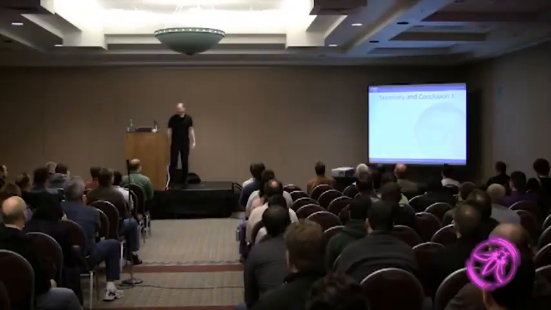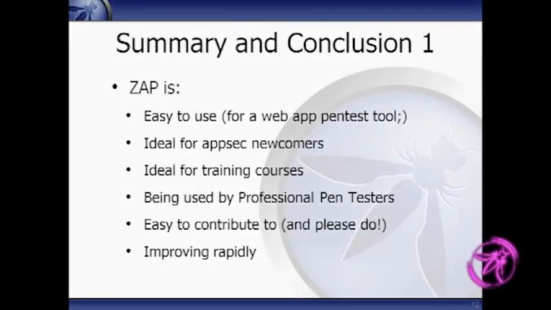I couldn't fit all the summary and conclusions on 1 page, so I've done 2. The message I want you to take away is that ZAP is easy to use, and it's easy to use for people who are relatively new to pen testing, as easy to use as you can have a pen testing tool. It's ideal for people who are new to application security. That's where I originally aimed it. And it's ideal for training courses. I know various people are using ZAP in training courses right now, so that's great, and I want to encourage that.